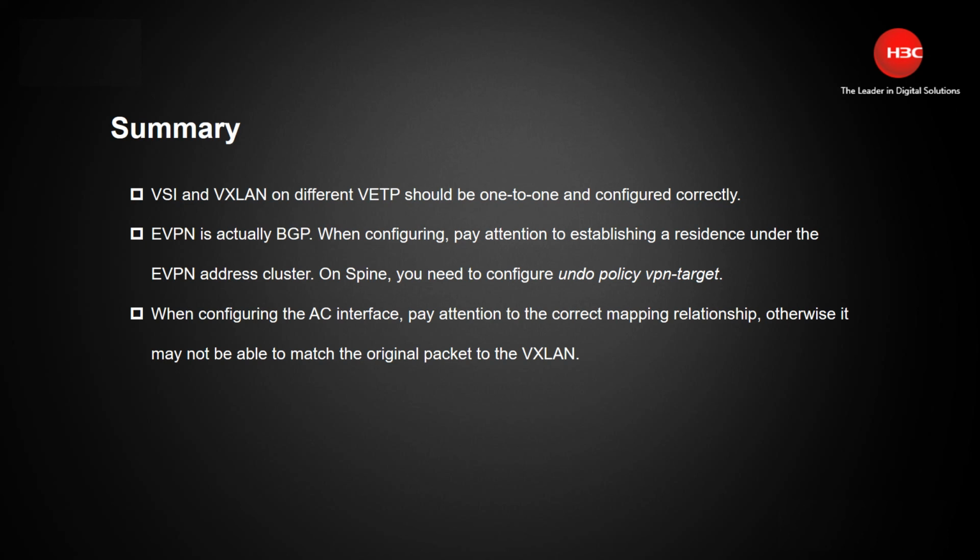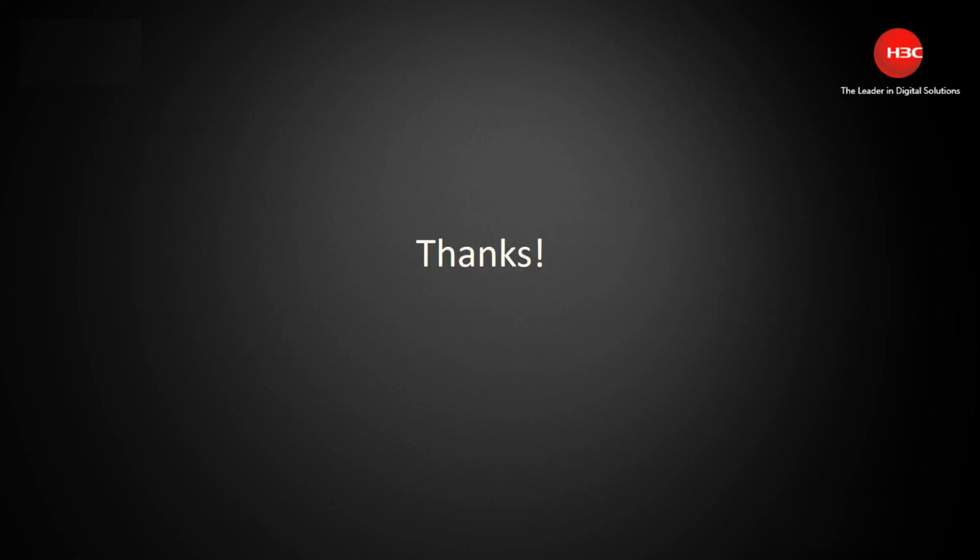Number 3. When configuring the AC interface, pay attention to the correct mapping relationship. Otherwise, it may not be able to match the original packet to the VXLAN. The application of EVPN and VXLAN in the data center is very common, and the standardized configuration can ensure the stable operation of the network. I hope everyone can have a clearer understanding of the configuration of EVPN and VXLAN through the study of this episode.